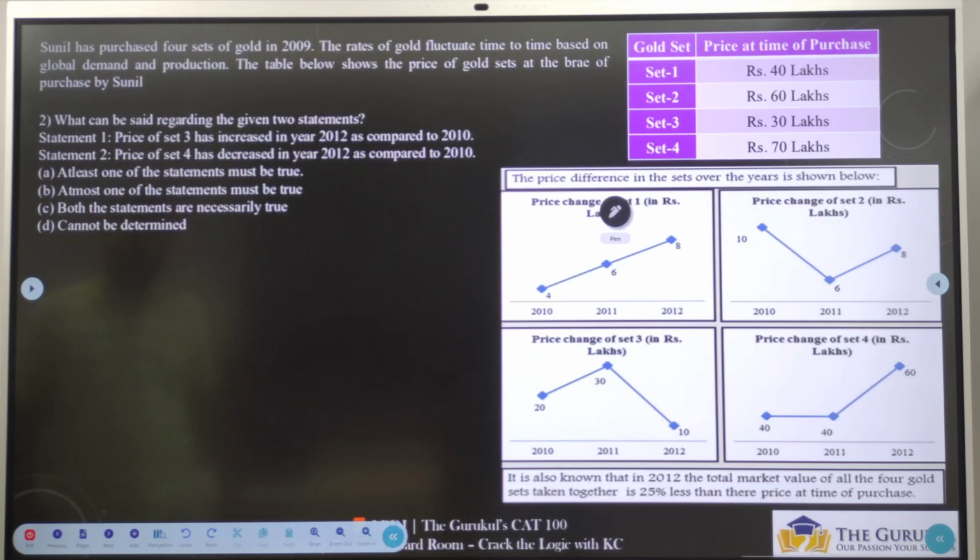Perfect. Next one. What can be said regarding the given two statements? Price of set 3 has increased in the year 2012 as compared to 2010.